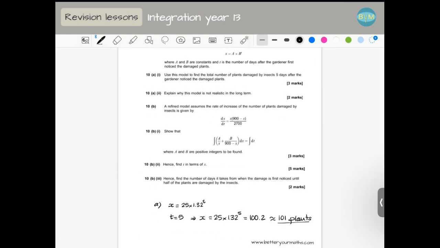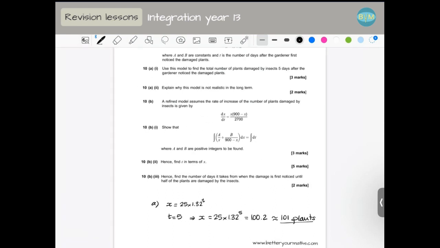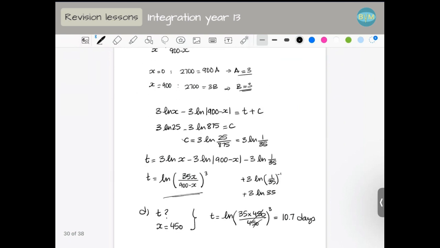Find the number of days it takes from when the damage starts until the plants are damaged by the insects. Yeah, so 10.7 days. They don't ask us to round. Sometimes they say in days and hours to the nearest hour or something like that. Always check how they ask you. If not, leaving 10.7 days is completely fine.